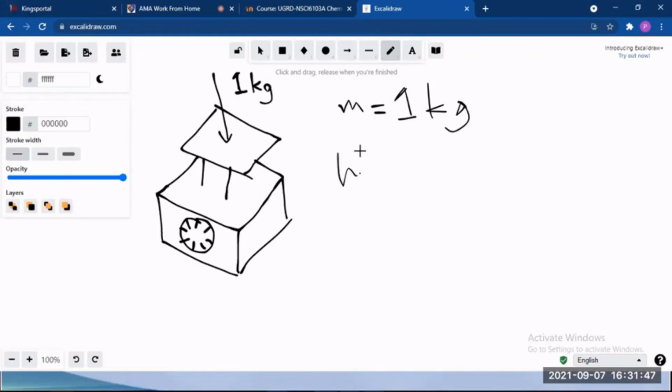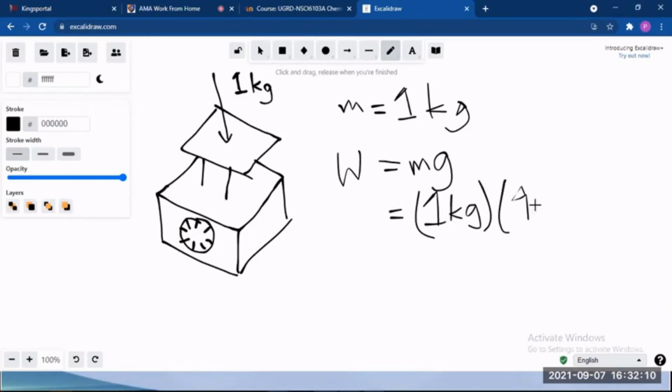The weight is actually equal to mass times acceleration due to gravity, so we use G for gravity. Okay. So if you can still remember, the value for G, or acceleration due to gravity, is equal to 9.8 meters per second squared. Okay.